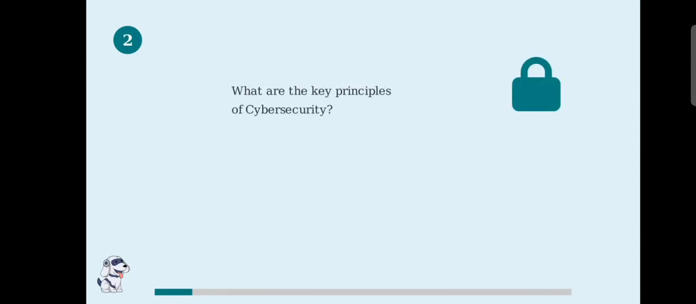What are the key principles of cybersecurity? This is a fundamental question that every cybersecurity professional must understand. The answer lies in understanding the CIA triad, the three fundamental principles that form the foundation of all cybersecurity practices. The CIA triad represents the three core principles: confidentiality, integrity, and availability. These principles guide every cybersecurity decision and strategy.